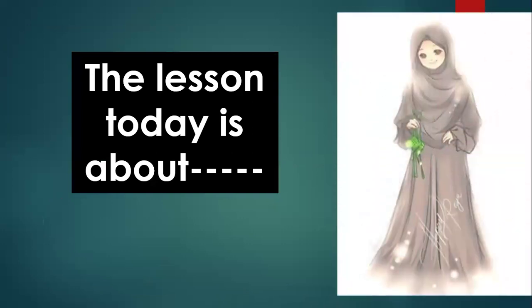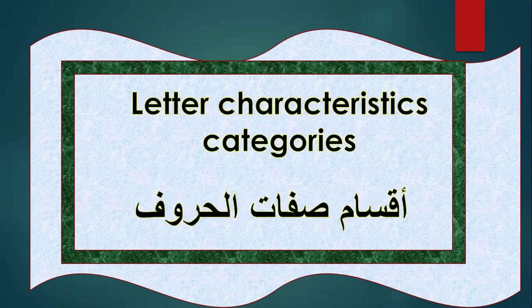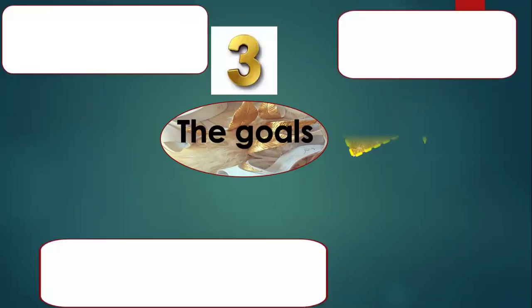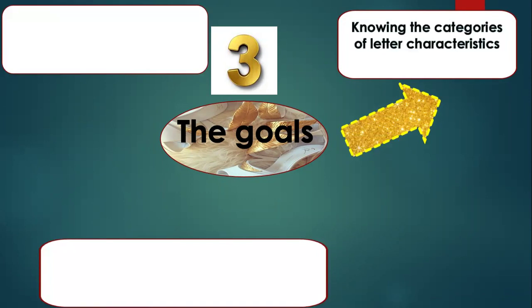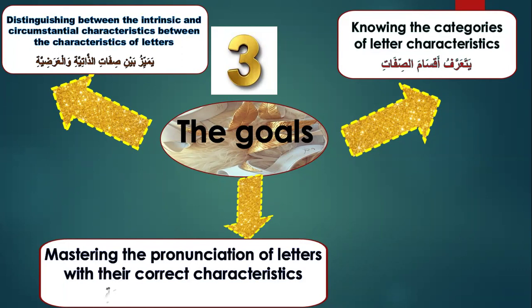The lesson today is about letter characteristics categories, أقسام صفات الحروف. The goals from this lesson are three goals. Number one, knowing the categories of letter characteristics. Number two, distinguishing between the intrinsic and circumstantial characteristics of letters. Number three, mastering the pronunciation of letters with their correct characteristics.